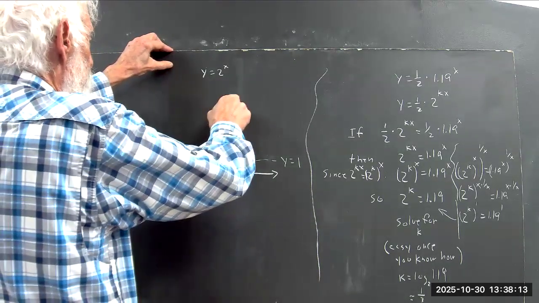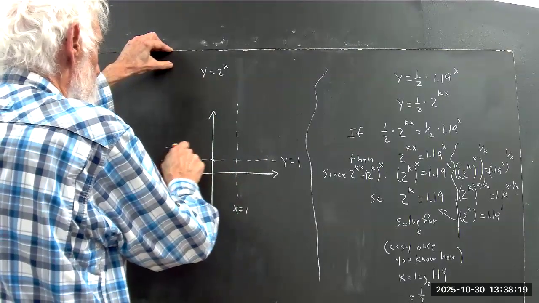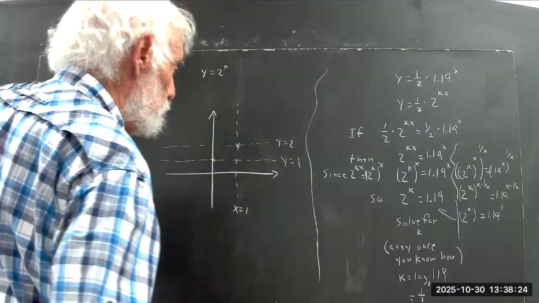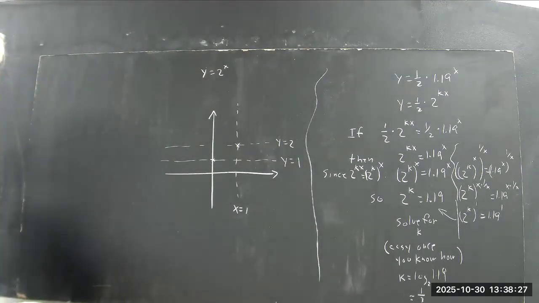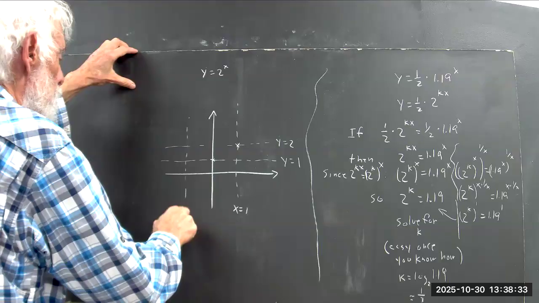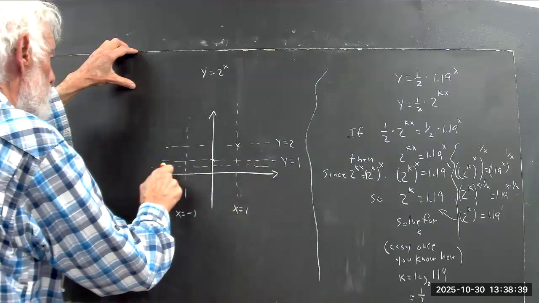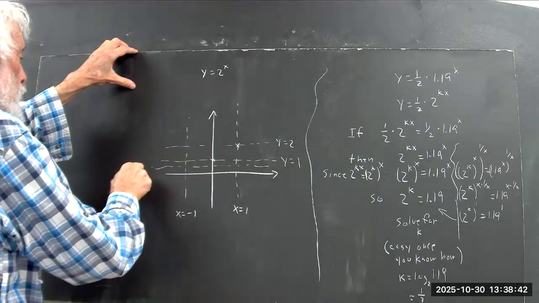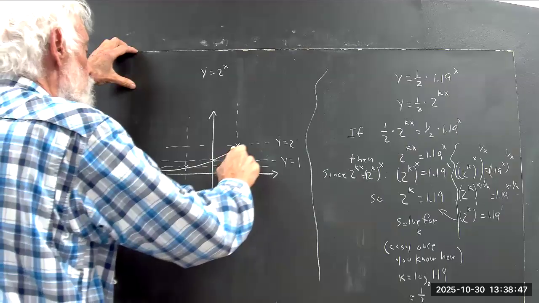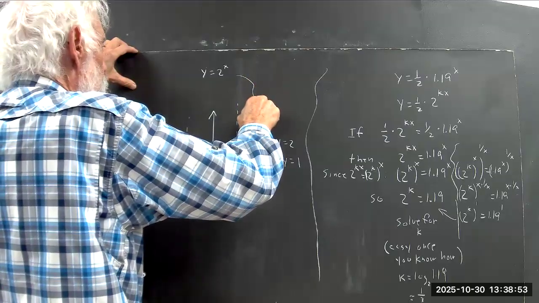And when x equals 1, lo and behold, y equals 2. And when x equals -1, y equals 1/2. So there are 3 points on this graph, so we can just make our exponential curve there, and we see then that we have a graph of y equals 2 to the x.